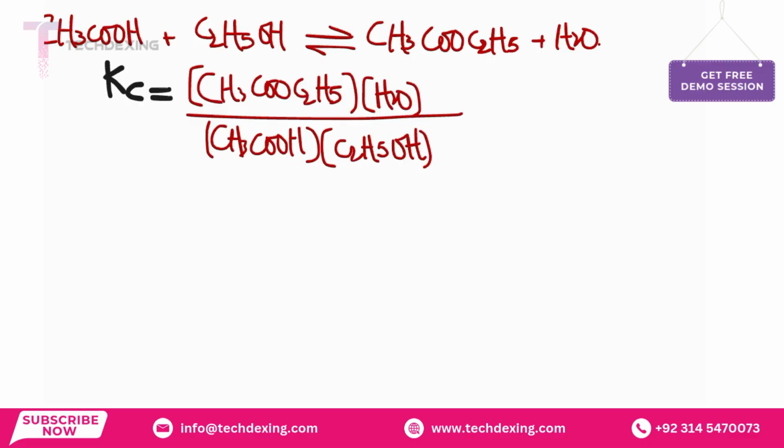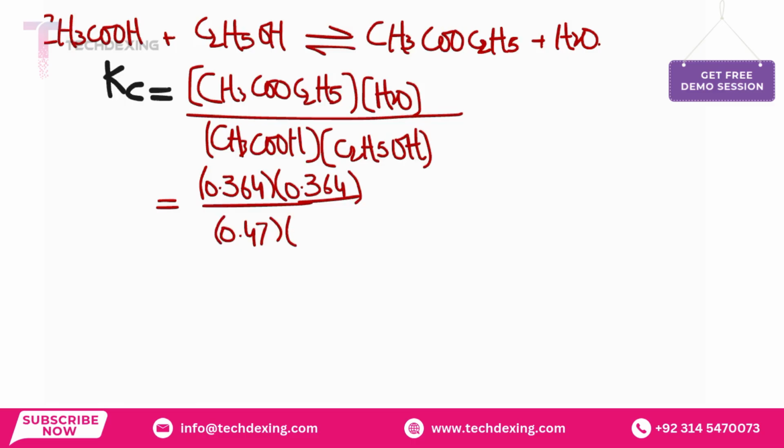So we can simply put the values of the molar concentrations that we got on the previous slide here. For both the products you have the value 0.364, so 0.364 multiplied by 0.364, divided by the concentration of the reactants, 0.47 into 0.07.